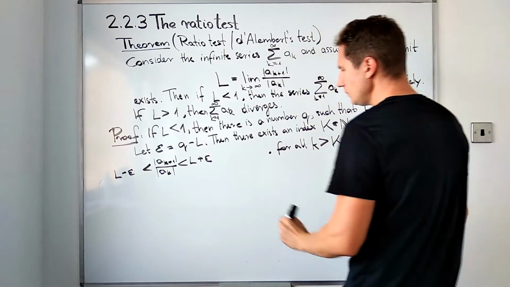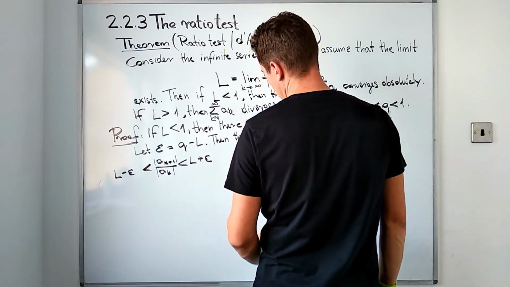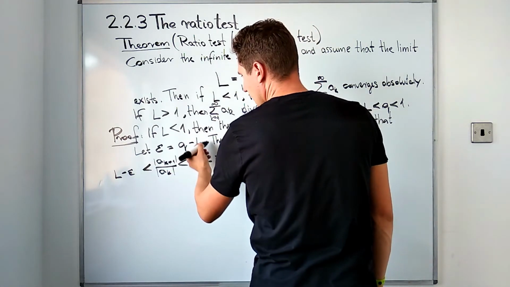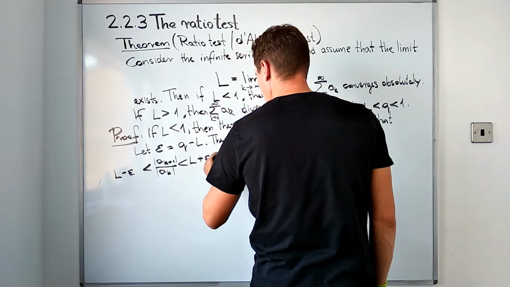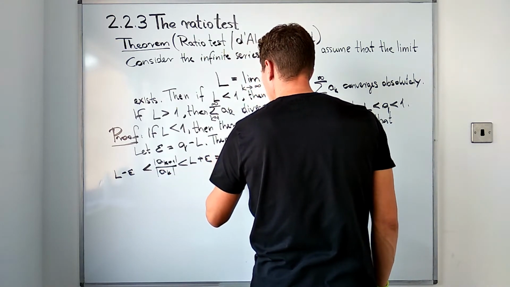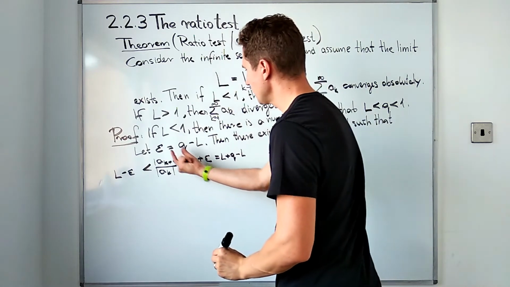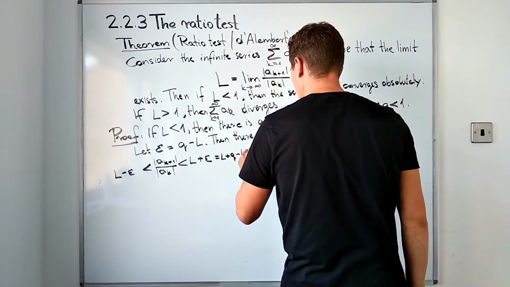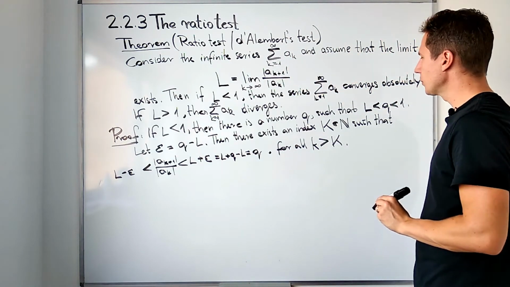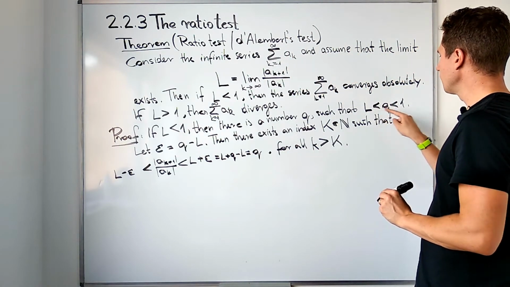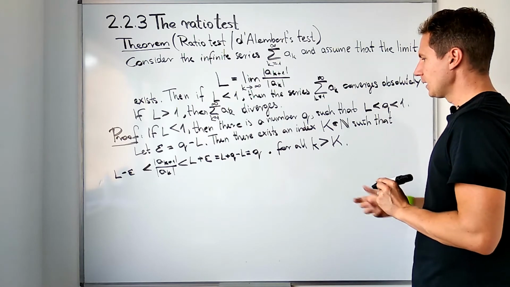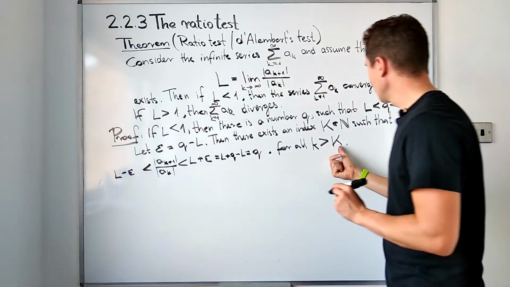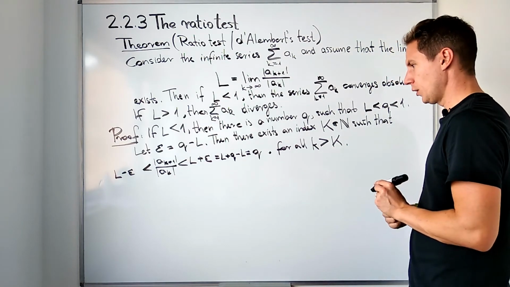Okay? But what is the right-hand side of this inequality? Well, L plus epsilon, by definition, is L plus Q minus L. This is how we have chosen our epsilon. But then, of course, L cancels, and we gain this number Q, which we picked to be between L and 1. Okay, and this happens for all terms in this sequence coming after the capital K term.